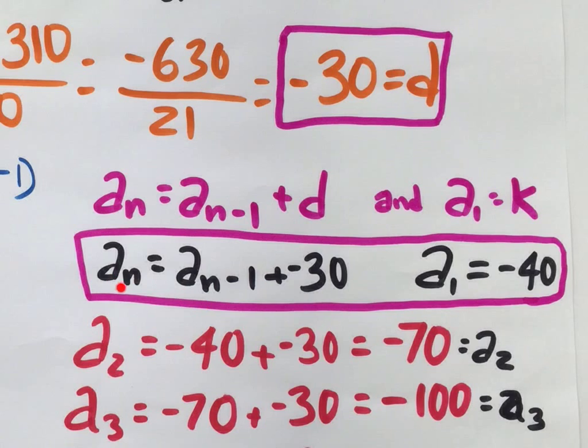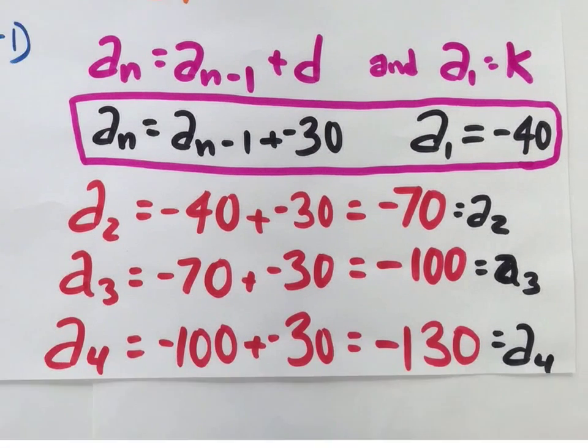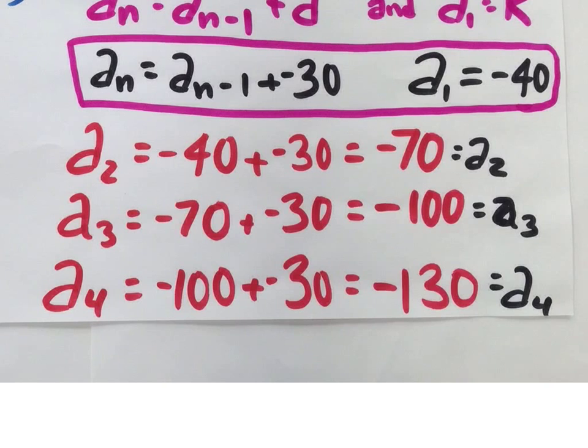So a sub n equals a sub n minus 1. This doesn't change. Plus the difference. We just found that out. Plus negative 30. And we found out the first term, a sub 1, is no longer equal to k. It's now equal to negative 40. Great. So what is a sub 2? A sub 2 is negative 40 plus negative 30. So this is the first term, right? Plus the difference, being equal to negative 70.